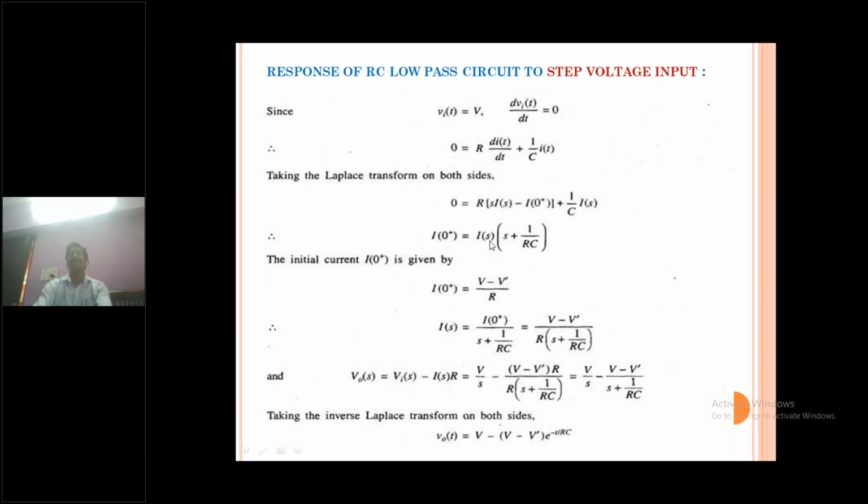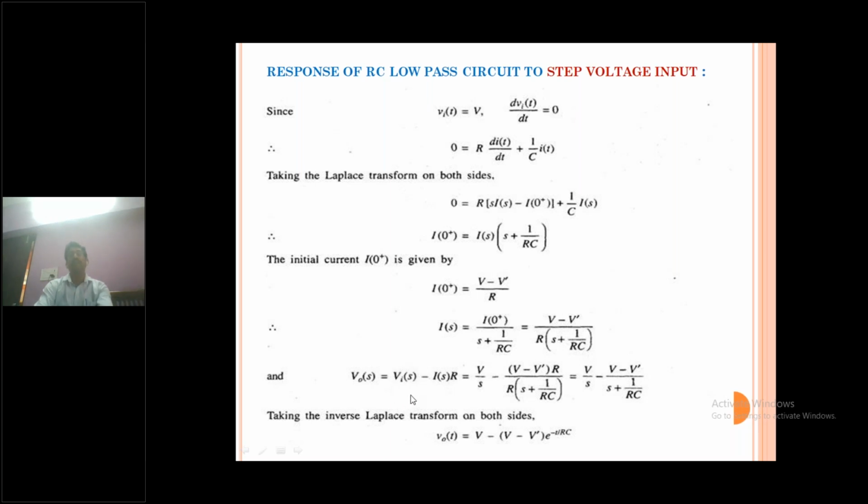So from this equation, I(s) equals I(0+) divided by (s plus 1/RC). After this, the I(0+) value is substituted here. This is the current passing through the RC circuit calculated in the S domain. Then our requirement is the output voltage. In terms of the S domain, after applying the inverse Laplace transform we find the output voltage Vo(t). The output voltage is nothing but the input voltage minus the drop across the resistor; the remaining voltage is the capacitor voltage, which is the output voltage.